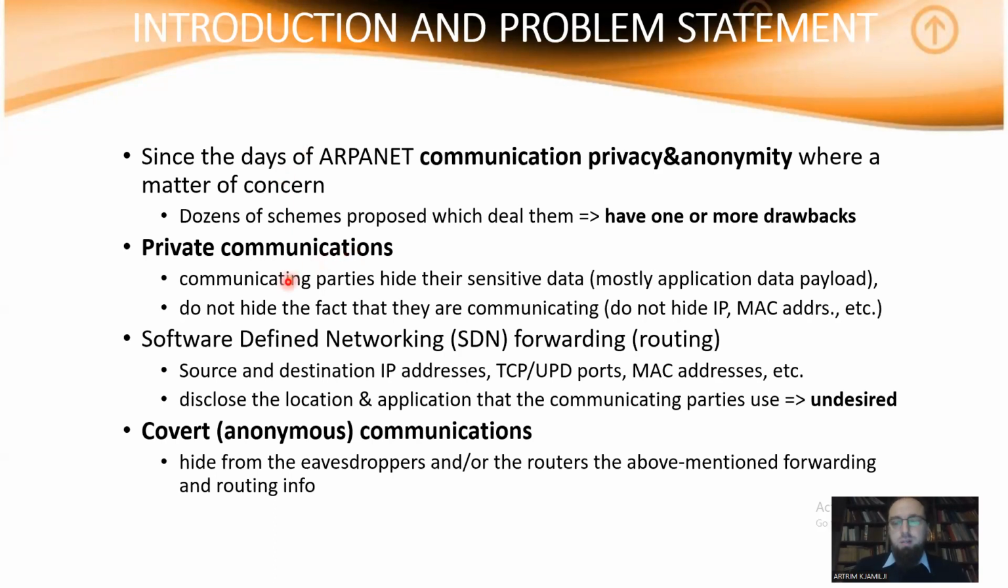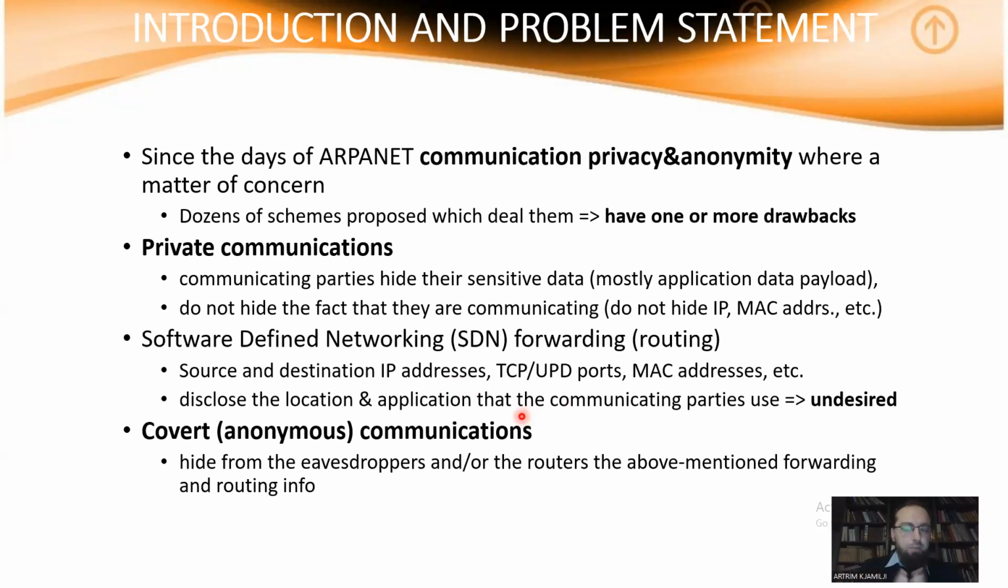Namely, in private communications, the communicating parties and hosts hide their sensitive data, which is mostly the application data payload, but they do not hide the fact that they are communicating, or they do not hide the forwarding information and headers of the TCP/IP protocol suite, such as IP and MAC addresses, TCP/UDP ports, and so on. On the other hand, in the last decade or so, software-defined networking is being widely used for forwarding or even routing packets end-to-end. And while doing so, SDN uses source and destination IP addresses, source and destination TCP/UDP ports, source and destination MAC addresses, and so on.